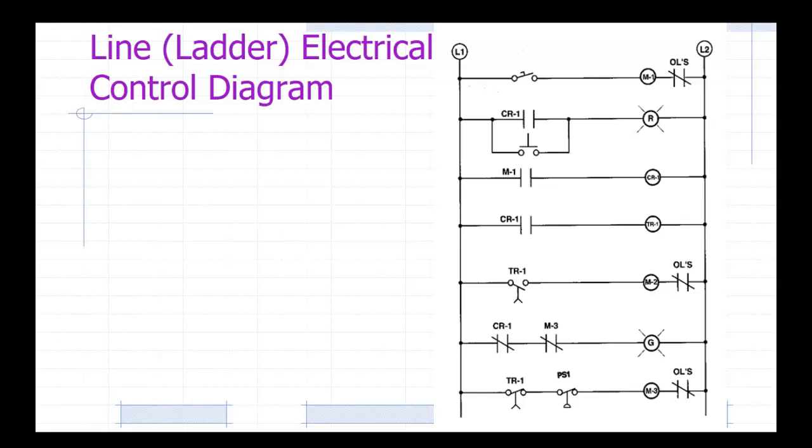If I trip M1, control relay 1 will start up because this contact will close. All right, so if I energize this guy right here, it will close, making this guy come on. Once this guy comes on, this guy right here will close, energizing this guy right here.